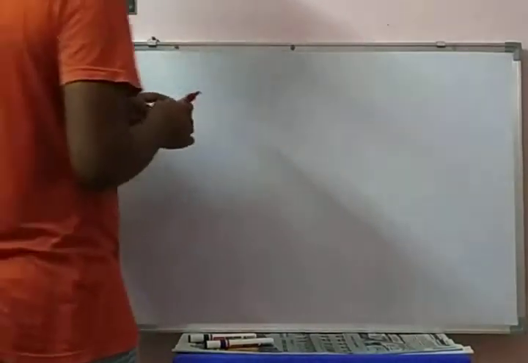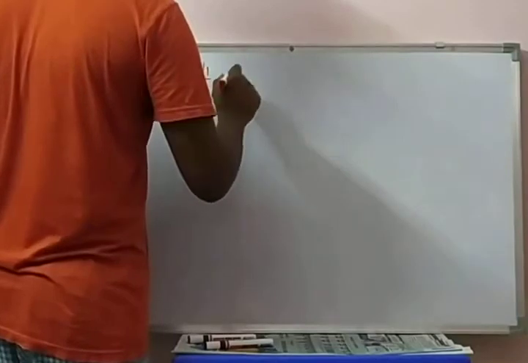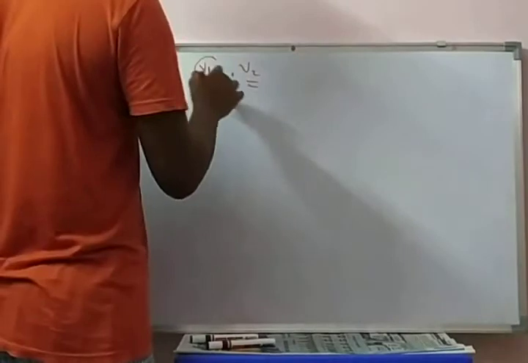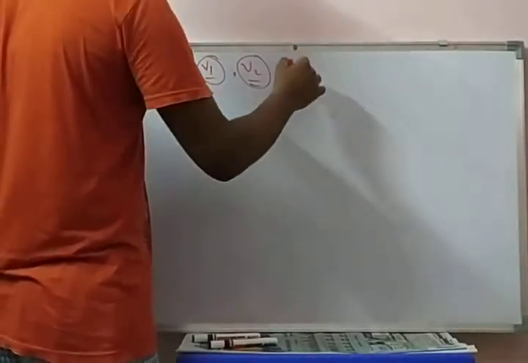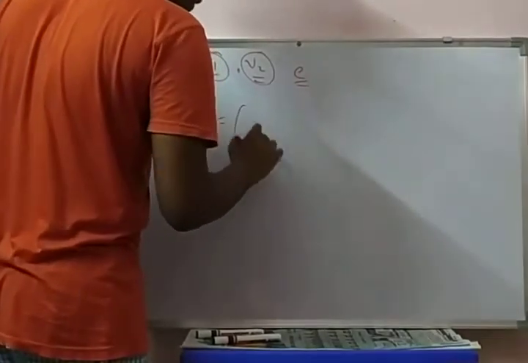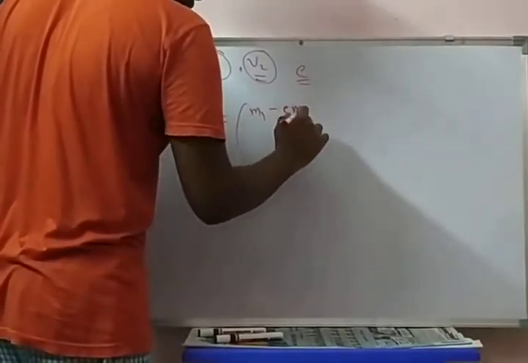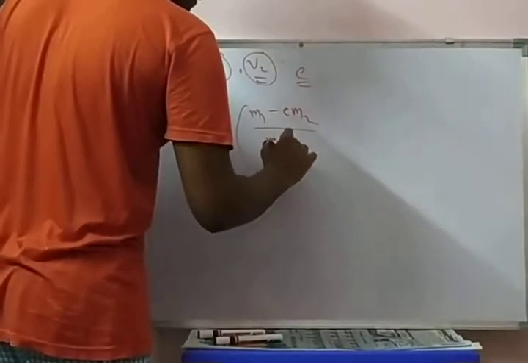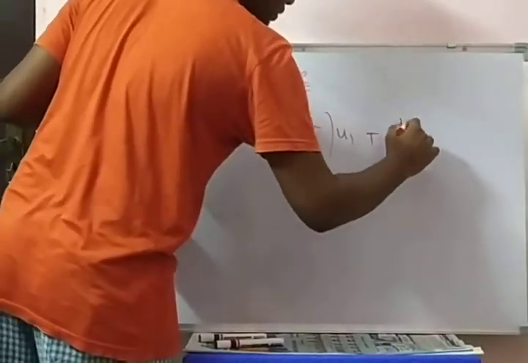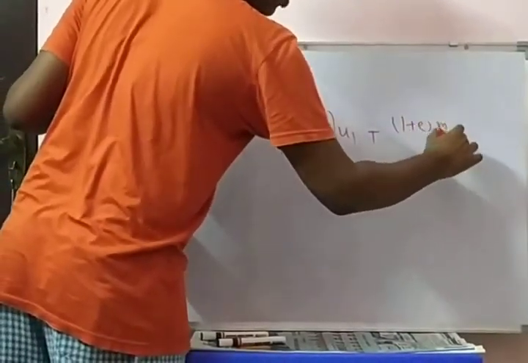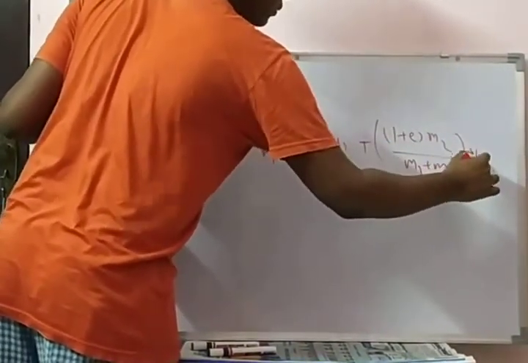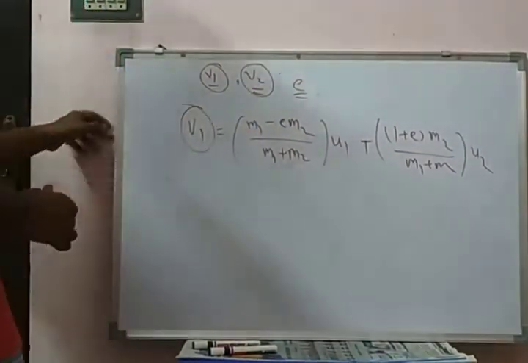So now v1 and v2 are the final velocities. Then we are going to derive the equations for v1 and v2 with respect to e. That is, v1 is equal to (m1 minus e m2) by (m1 plus m2) into u1 plus (1 plus e) m2 by (m1 plus m2) into u2. So this is for v1.